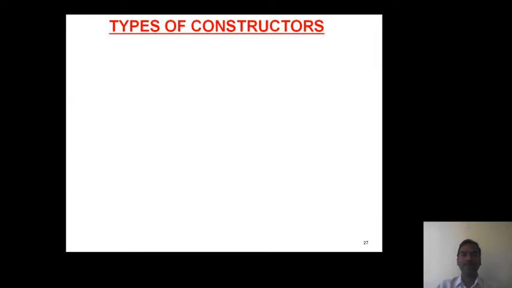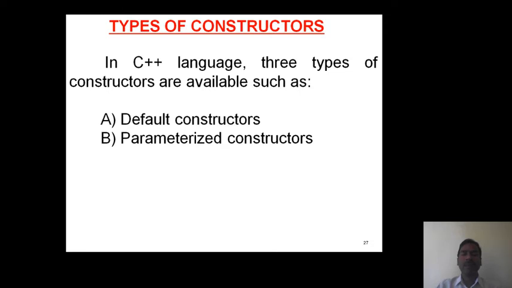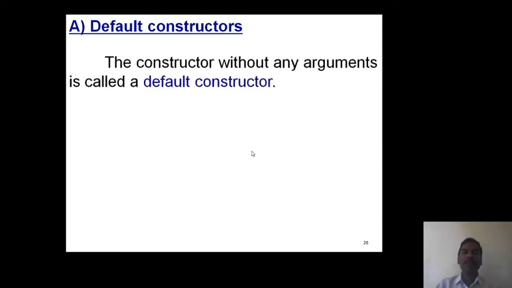Okay. Now, what are the different types of constructors? In C++, three types of constructors are available: default constructors, parameterized constructors, and copy constructors. First one, default constructors. A constructor without any arguments is called a default constructor. So for a default constructor, there are no arguments.